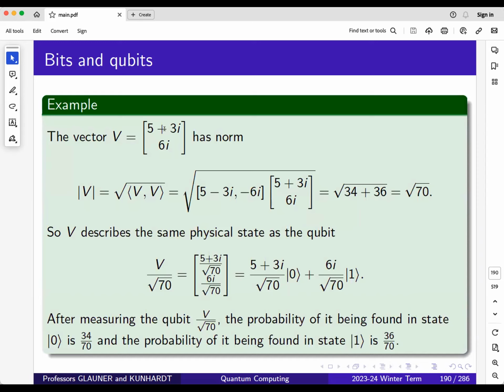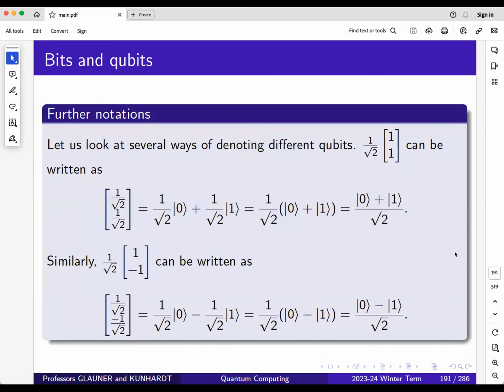And then one example of how to normalize this qubit I had also just shown you, but I didn't do this calculation in detail. I only said it's the square root of 70, which is the length.